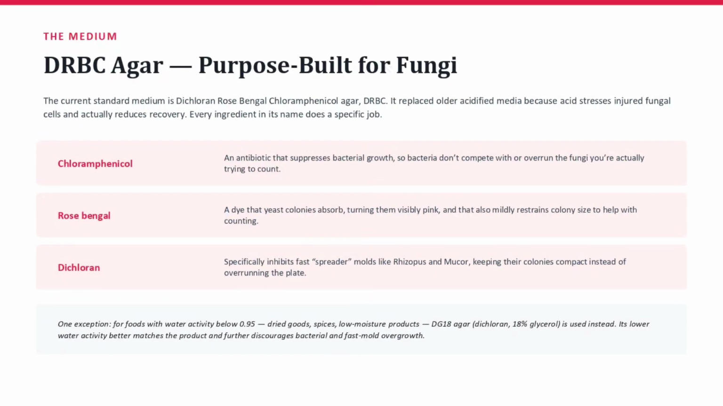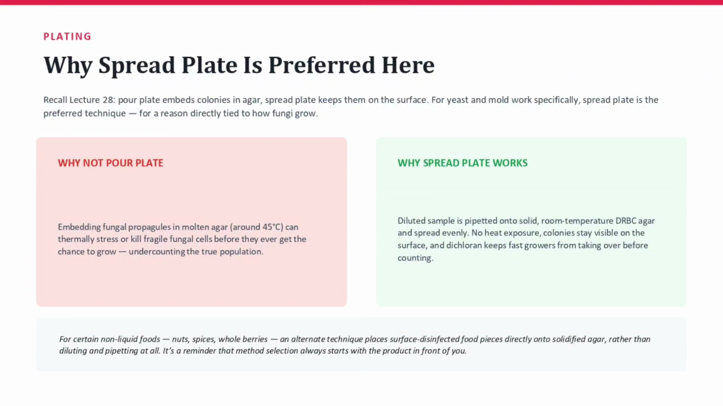One exception worth knowing: for foods with water activity below 0.95, dried goods, spices, low moisture products, DG18 agar is used instead. That's dichloran with 18% glycerol. Its lower water activity better matches the actual product being tested, and it further discourages both bacterial growth and fast mold overgrowth. Now let's talk about plating.